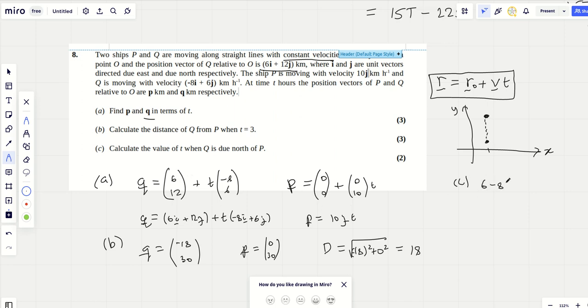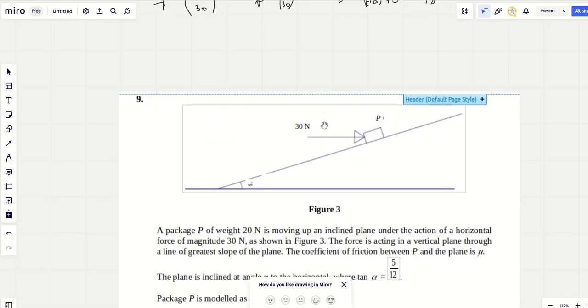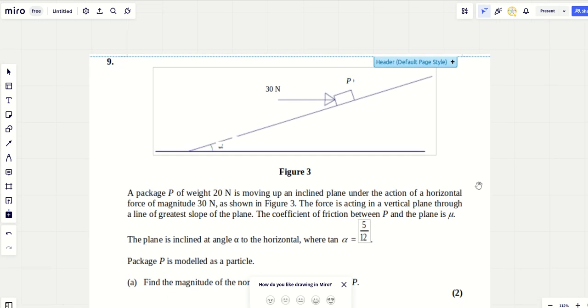So I'm just going to say 6 minus 8t equals 0 plus 0t, which is, of course, 0. So I get 6 minus 8t is 0. So 6 equals 8t. So t is 3/4. Done. That's question 8. Not a bad one, that one. That one's the nicest one. Definitely nicer than the first one. The first one really made me think.